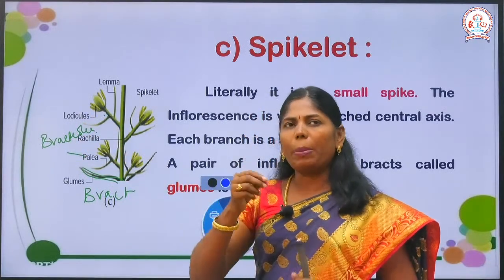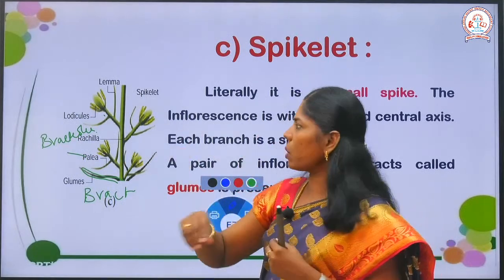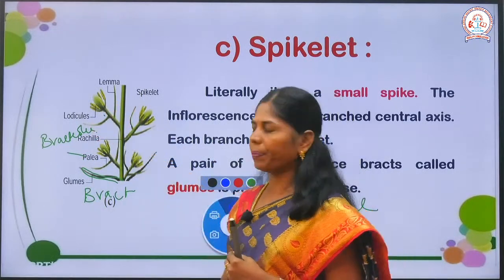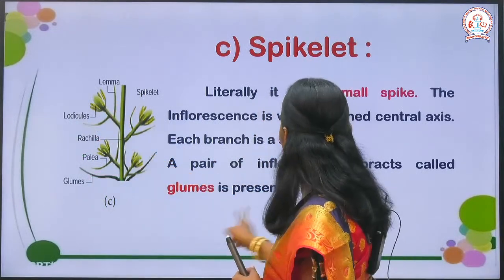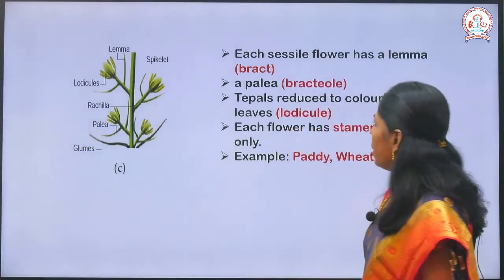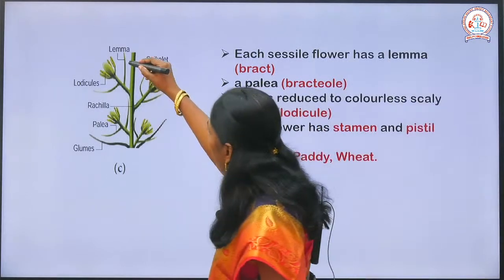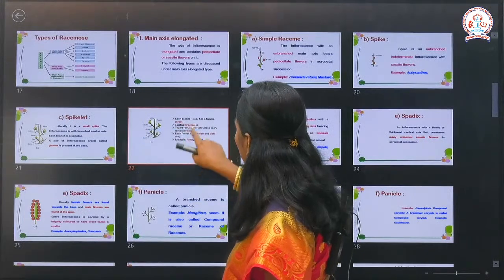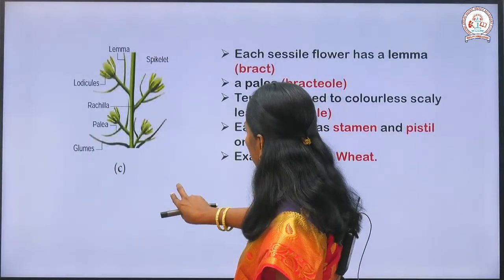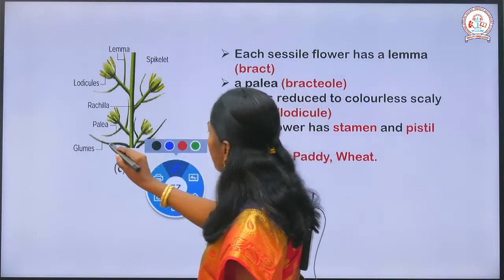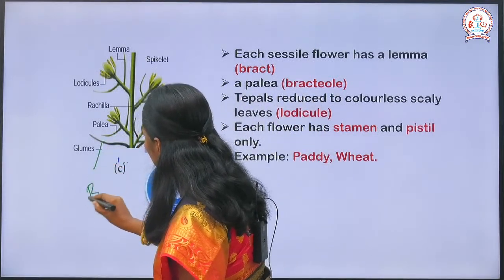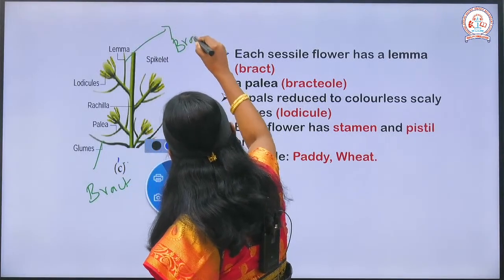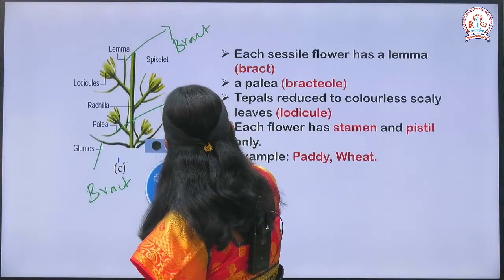Okay, and the tepals reduce and look like scaly leaves. So that is called lodicules. Okay? So that is a lemma here, and that is a bracteole. So here see that the palea is a bracteole. This is here another bract. This is also a bract. So this is a bract, and this is also a bract. Okay, this is a bract-like structure.